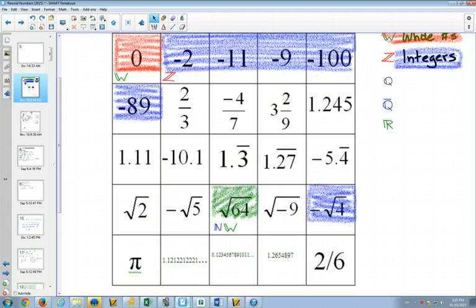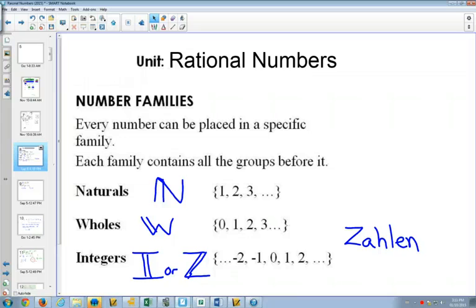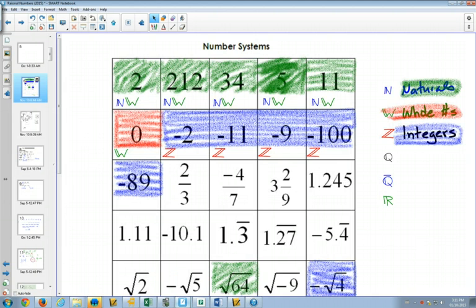we're going to label them. Label them as integers, and because our integers also include 0 and also include 1, 2, 3, 4, we go back and we label these ones as well.